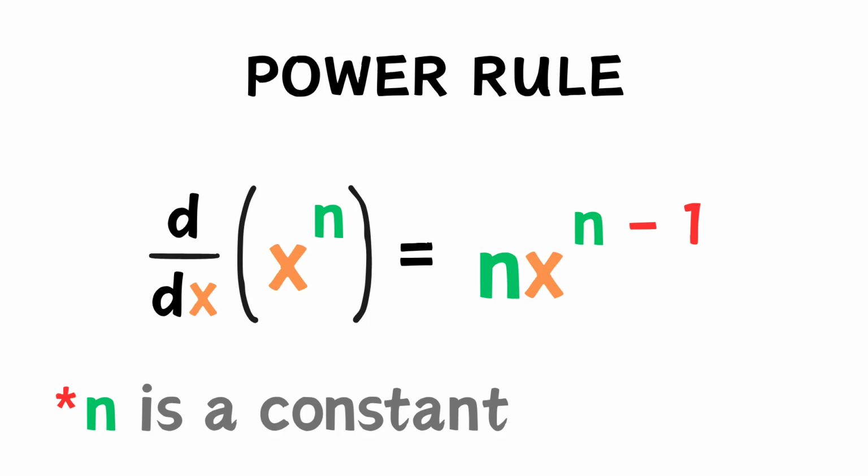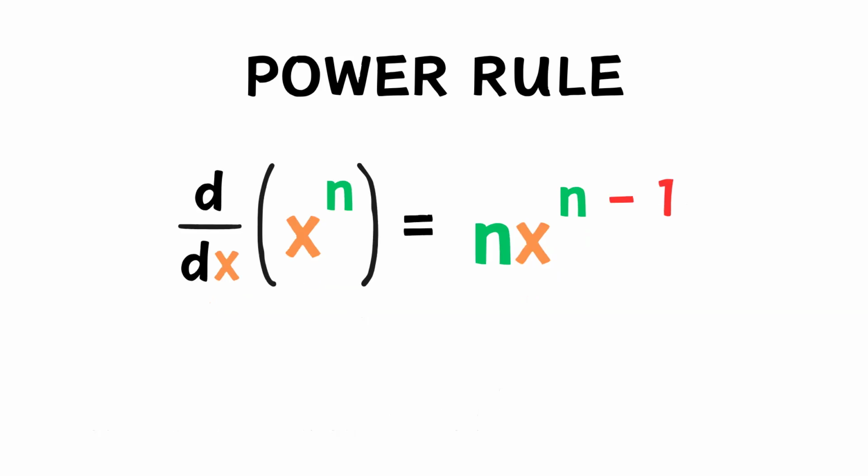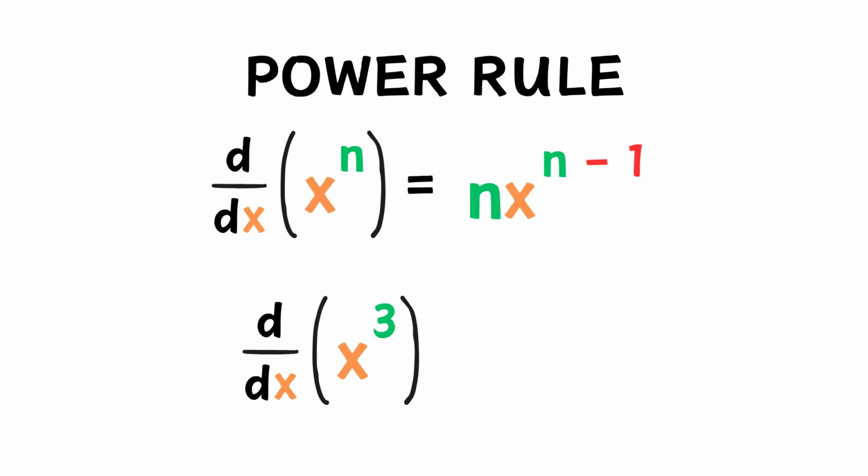The power rule helps us quickly find the derivative of any power function, like x squared or x to the power of 5. All we have to do is multiply the term by the exponent, and then subtract 1 from the exponent. For example, if we take the derivative of x to the power of 3, we bring down the 3 as the coefficient and subtract 1 from the exponent. This gives us 3x squared.